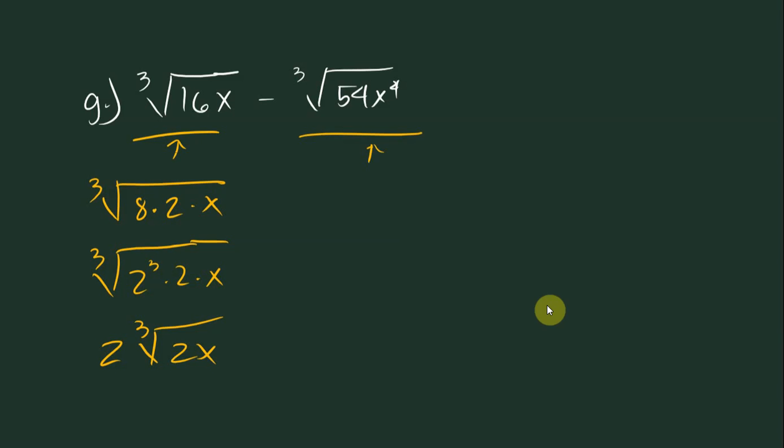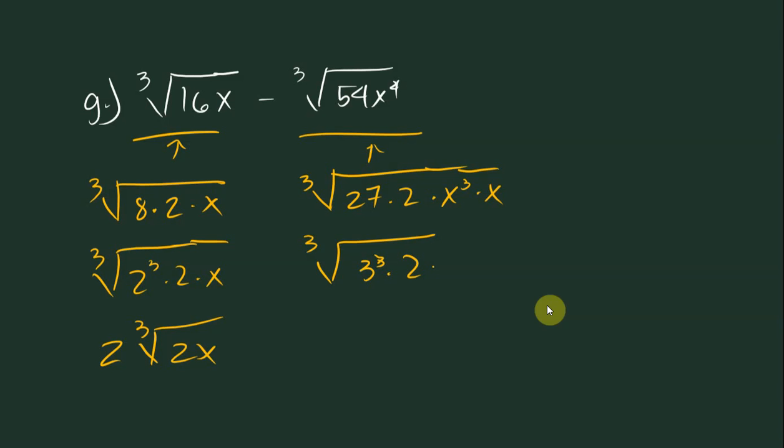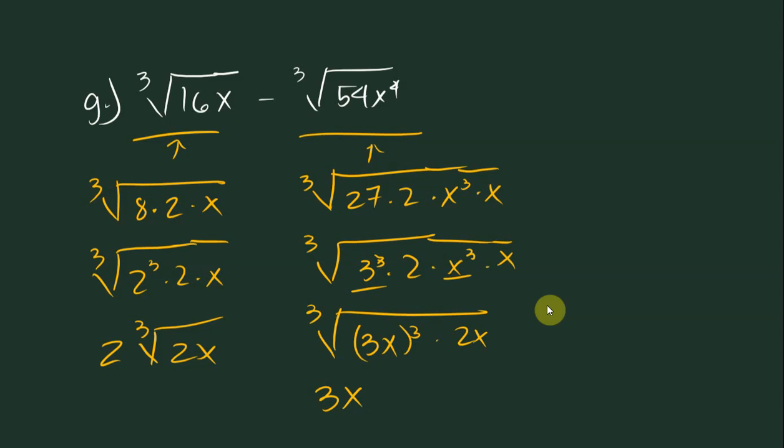And then for this one, we have here 3, and then 54 is 27 times 2. Then we have here x to the 4th, which is equal to x cubed times x. So we can say that this is also equal to 3 cubed times 2 times x cubed times x. And then you can say that this is 3x cubed, right? Because these two. And then times 2x. So we can then say we have 3x, then the cube root of 2x.